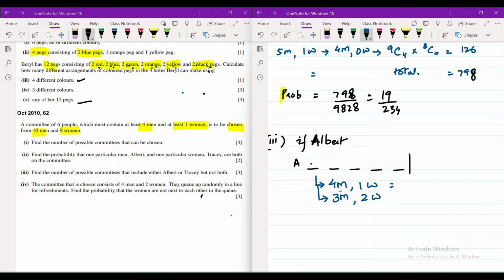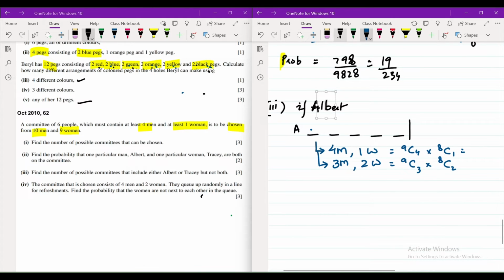So if I need four men from nine men now, so 9C4, Albert has been gone. Albert has already been selected, so it's nine men. Tracy cannot be selected, so we are selecting from the rest of the eight women now. Similarly, I need to select three men from nine men, and two from eight women. Okay. Now, before we actually solve this, we need to go with Tracy also.